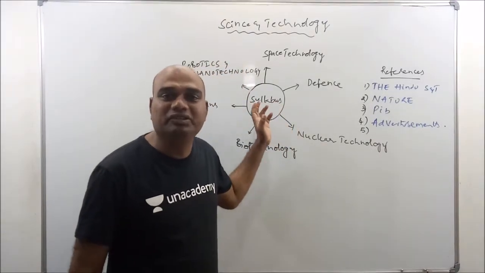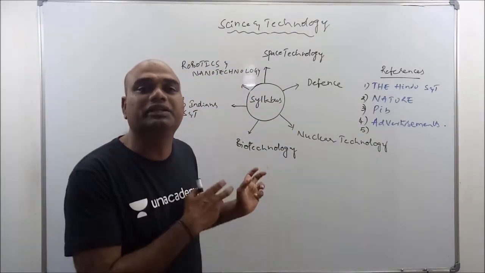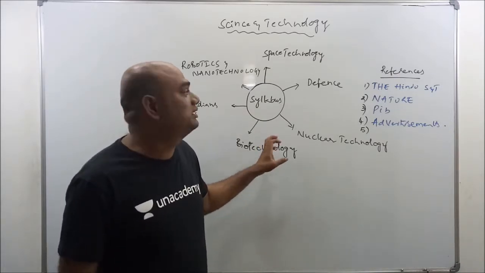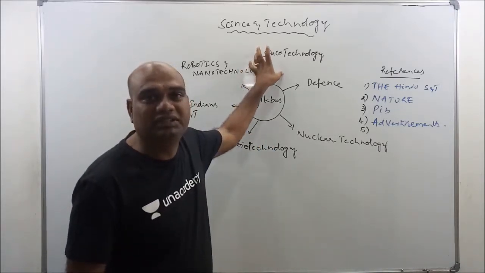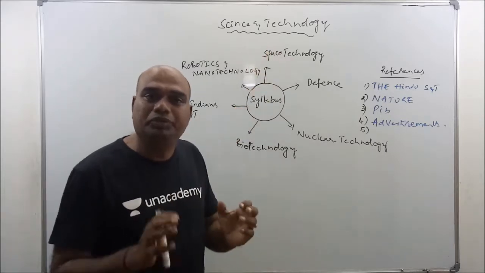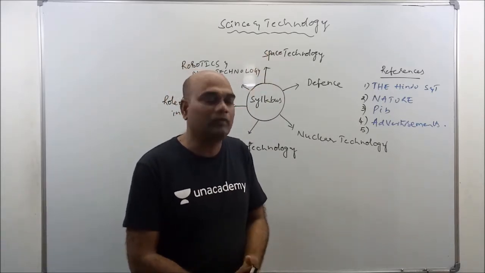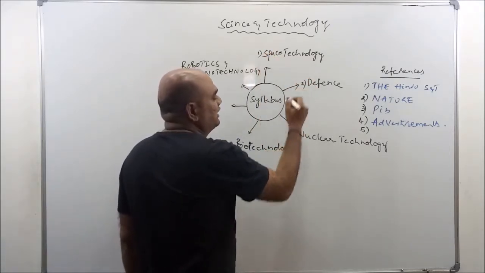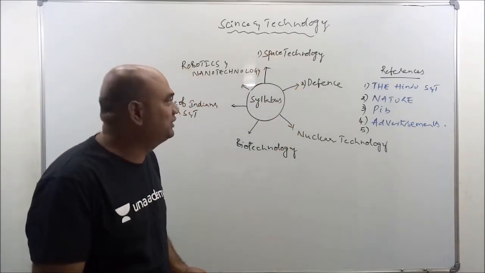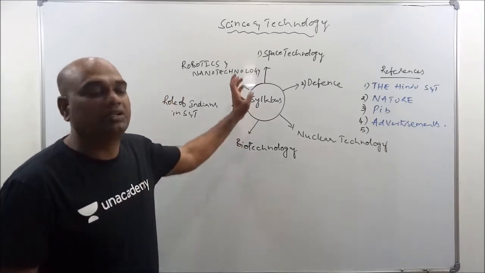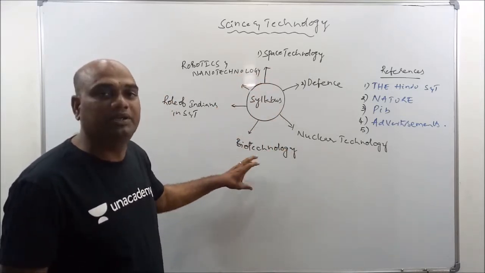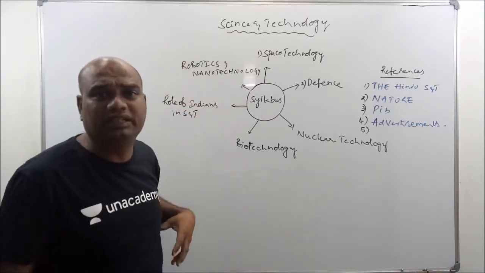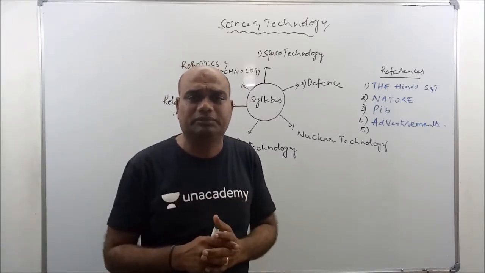Today we will have a very good interaction and orientation class with reference to science and technology. How to prepare science and technology? Let me have a very beautiful interaction. So first one is the syllabus. If you look at the syllabus, space technology, defense, nuclear, biotechnology, role of Indians in science and technology, robotics and nanotechnology are the primary areas.